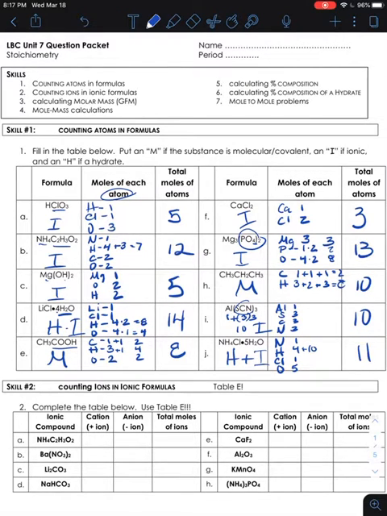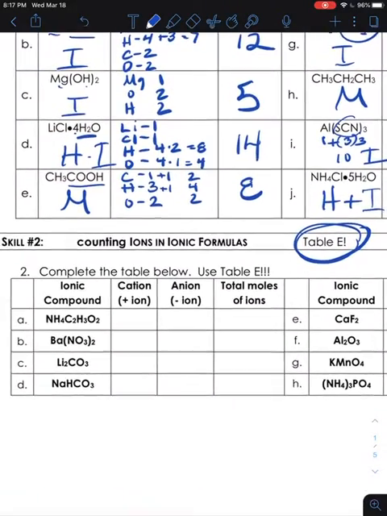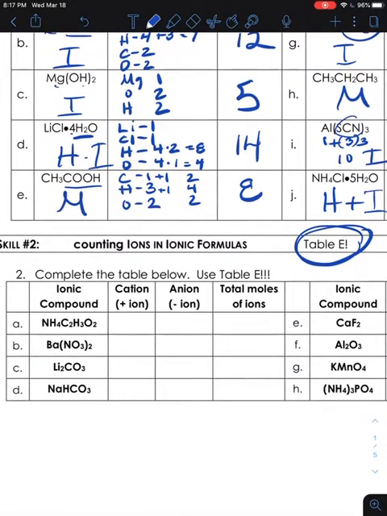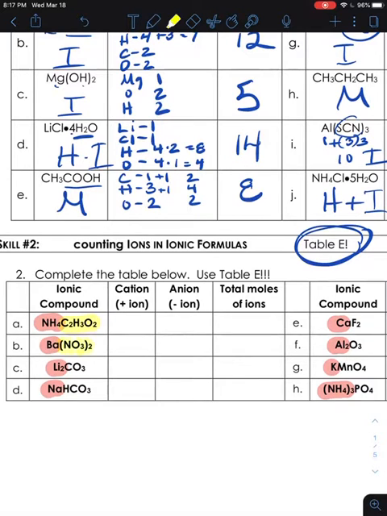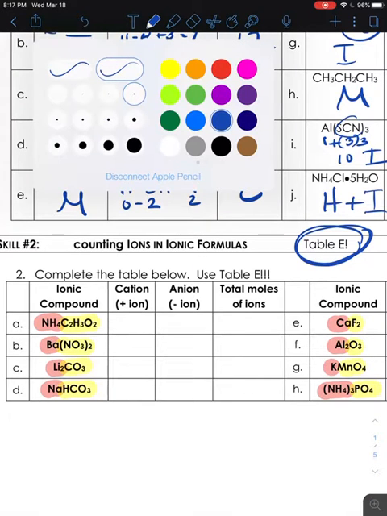Looking at skill 2, and again, if you're not familiar with what these polyatomic ions are, go to table E. So, let's quickly go through this. Personally, if it were me, I would highlight all of my cations, and in a different color, highlight my anions. Why? Because it's fun.